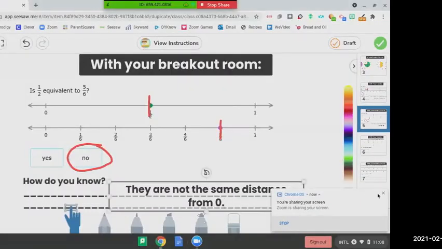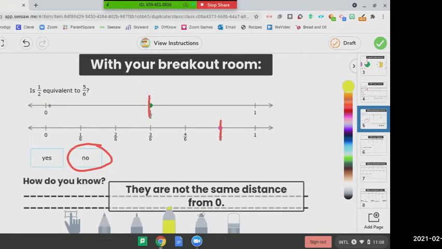Okay, if you solved the slide correctly, you should have found this answer. If you did not solve the slide correctly, feel free to fix it now. Is 1/2 equivalent to 5/6? The answer is no. We can see that 1/2 is much shorter than the distance all the way to 5/6. So no, these are not equivalent fractions because they are not the same distance from 0. Other acceptable answers might have been because 1/2 is shorter or because 5/6 is greater. Anything of the like. Okay.